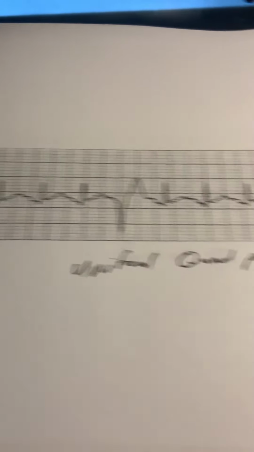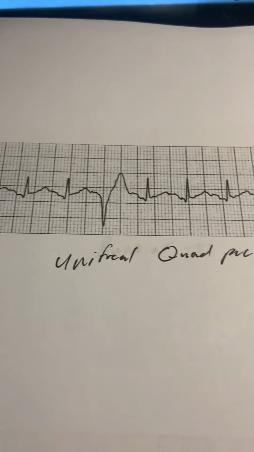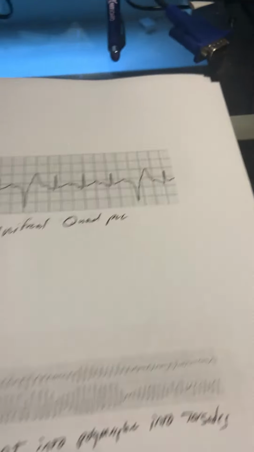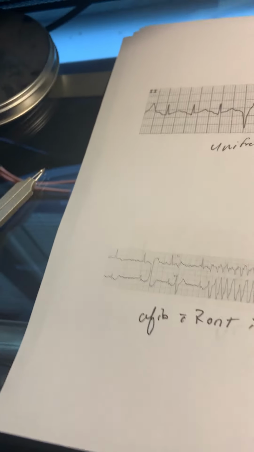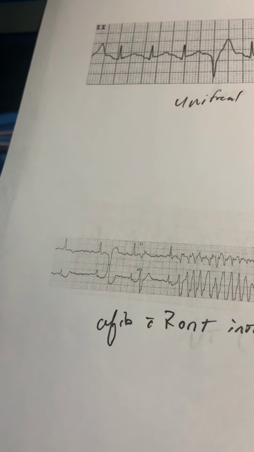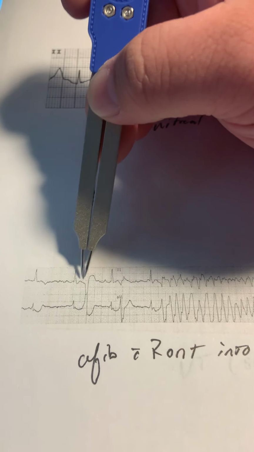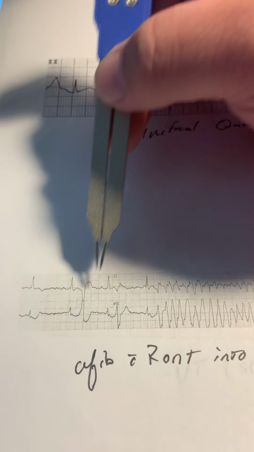Unifocal PVCs, pretty standard. Okay. They're all the same. They're coming from the same point of the heart. Okay. What this is, a patient who has AFib underlying, and they've been having a lot of PVCs.